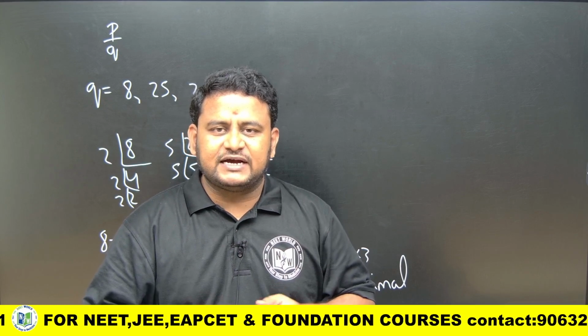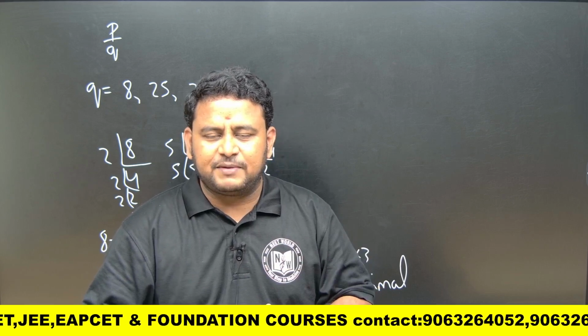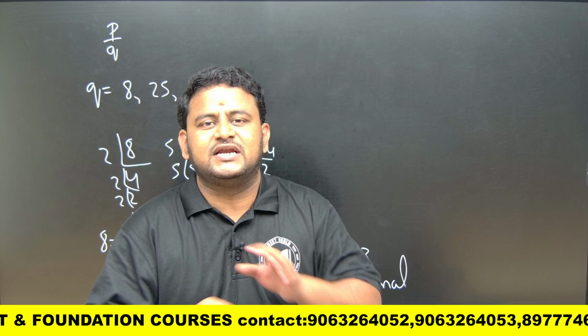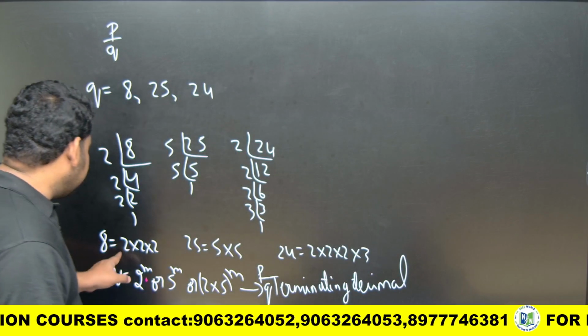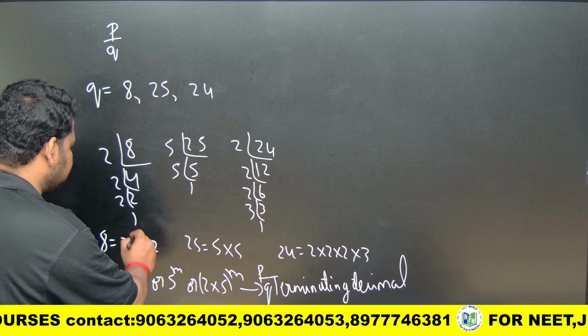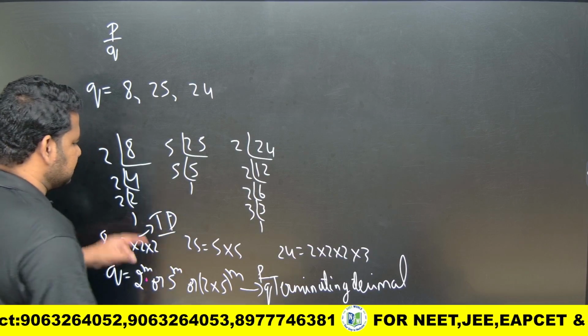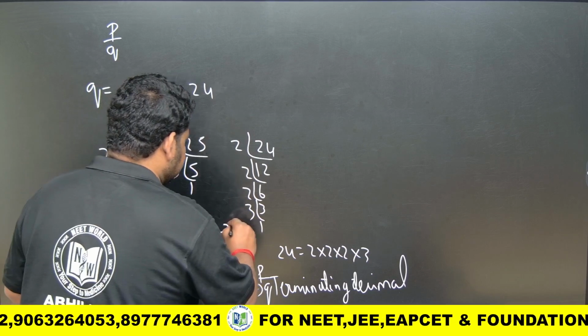Or if you are getting other numbers apart from 2 and 5, like 3, 7, 11, something like that, then it is a non-terminating decimal. So here, we got 8 as 2 into 2 into 2. Only 2 is there, so this is a terminating decimal. I will write it as TD, terminating decimal. 25 we got as 5 into 5, only 5 is there. So this is a terminating decimal.